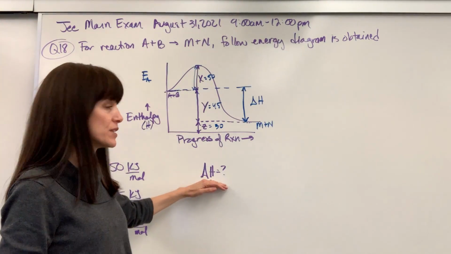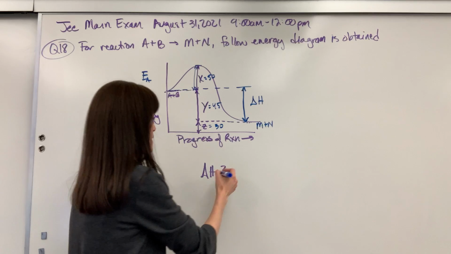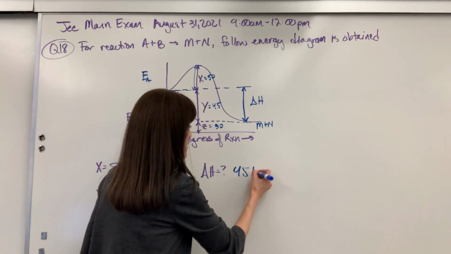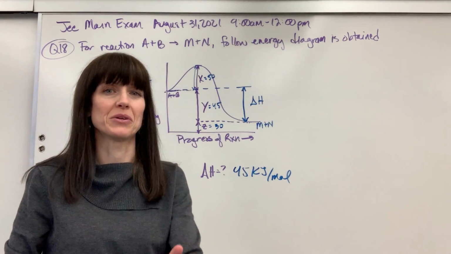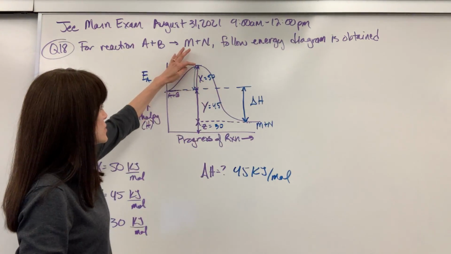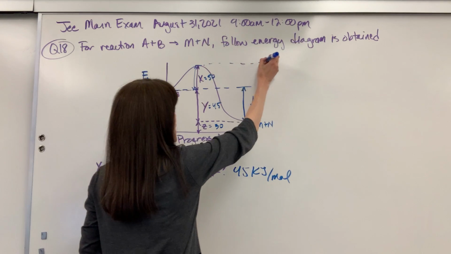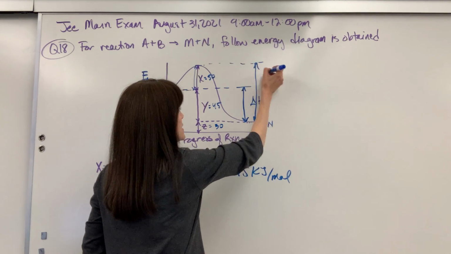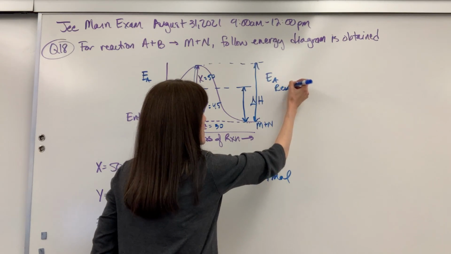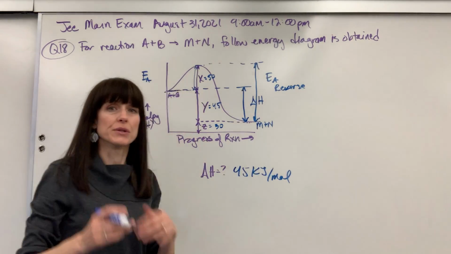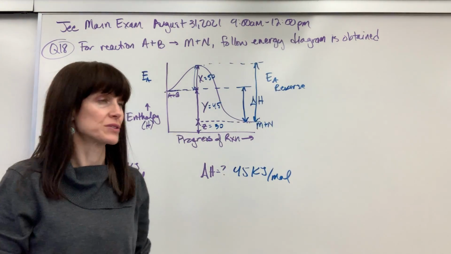So to answer this question, our delta H is simply our Y. It's 45 kilojoules per mole. One last thing that you'll want to know, the total energy that's released, that's from the top down right here, is called E of A reverse. That's the total energy released when those products are formed.